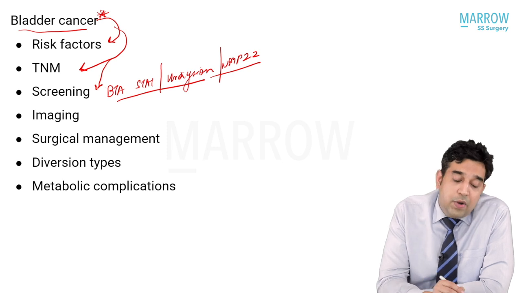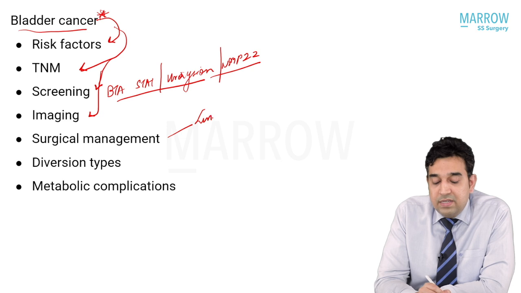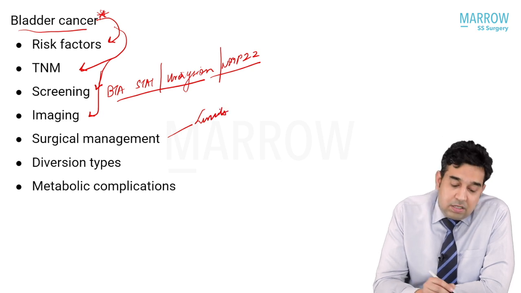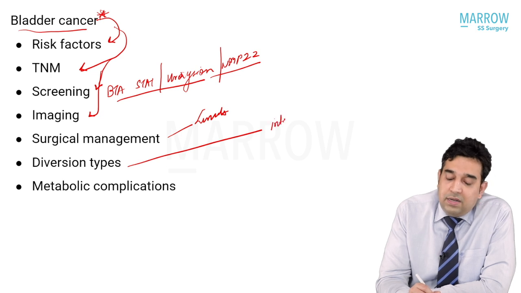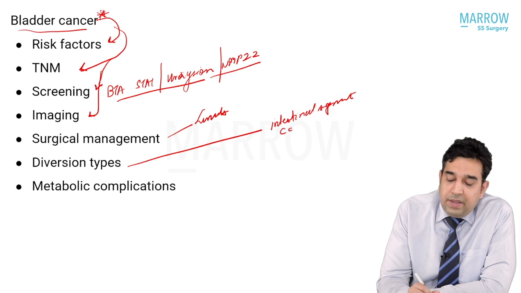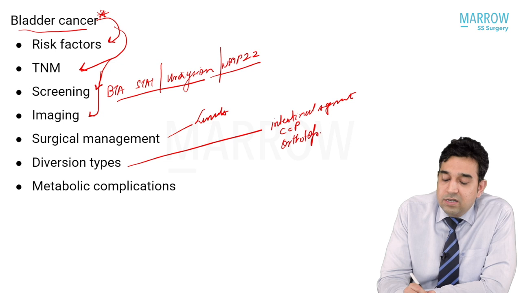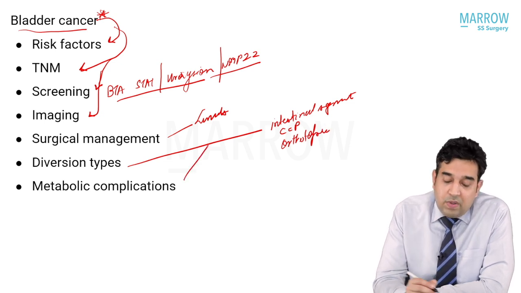We should know about how we do imaging in bladder cancer, how we surgically manage, what are the limits of resection. Very, very important is the diversion type. So we should know about the intestinal segments that we use. We should know about CCP, continent catheterizable pouch. We should know about orthotopic. What are the indications where we can do them, where we cannot do them? What are the metabolic complications which come?